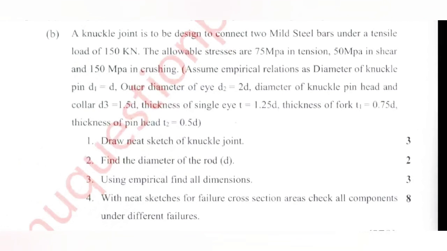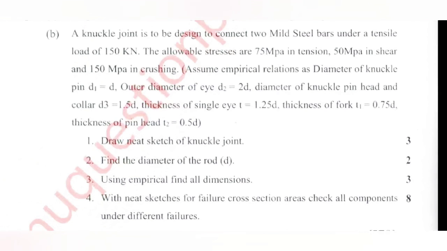The problem reads: a knuckle joint is to be designed to connect two mild steel bars under a tensile load of 150 kN. So load is given, P is 150 kN. Allowable stresses are 75 megapascal in tension, so sigma T is 75 megapascal. 50 megapascal in shear, so tau is 50 megapascal. And 150 megapascal in crushing, so sigma C is 150 megapascal. And a few empirical relations are given. These empirical relations you can find on PSG 7.139.